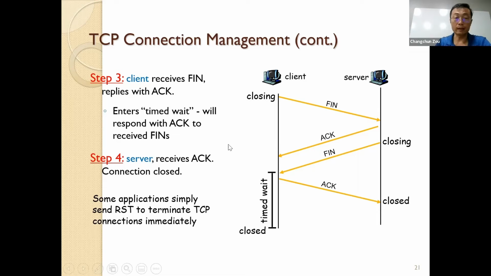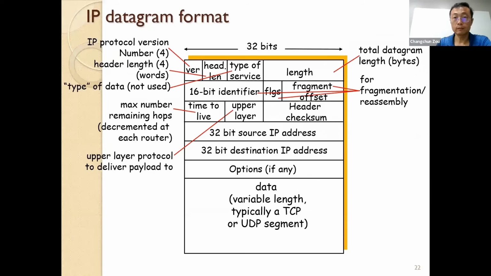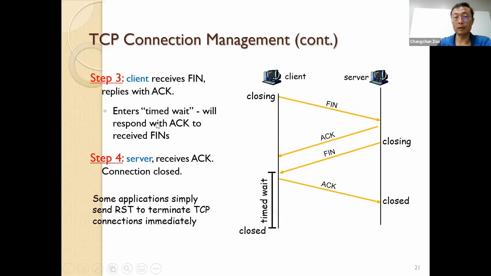In addition, the reset packet could also be exploited by an attacker. An attacker can inject a reset packet into an existing TCP connection. If it is treated as a normal reset packet, the TCP connection on one end will close the connection. So that could be a security problem. Okay, so that is TCP connection setup and close down.